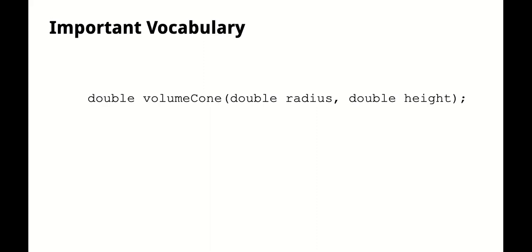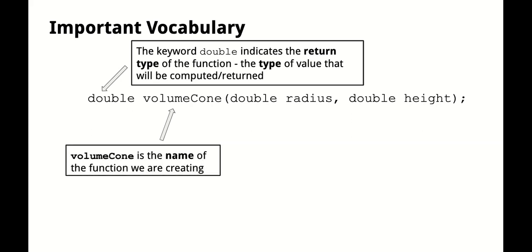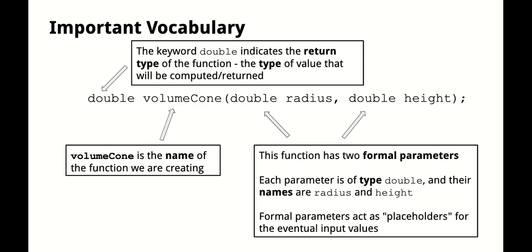So, important vocabulary. The return type is indicated by that first keyword. So double indicates the return type of the function. What kind of value is this function going to compute and return to us? So double: numerical with decimal precision. volumeCone is the name or the identifier of the function. Again, be descriptive, just like declaring variables, you want descriptive function names. And these two, double radius and double height, radius and height are the names of what are called the function's formal parameters. In this case, each parameter has a type, which would be double, and their names are radius and height. Formal parameters are essentially placeholders for what you're going to plug into the function, whatever input values the function gets.